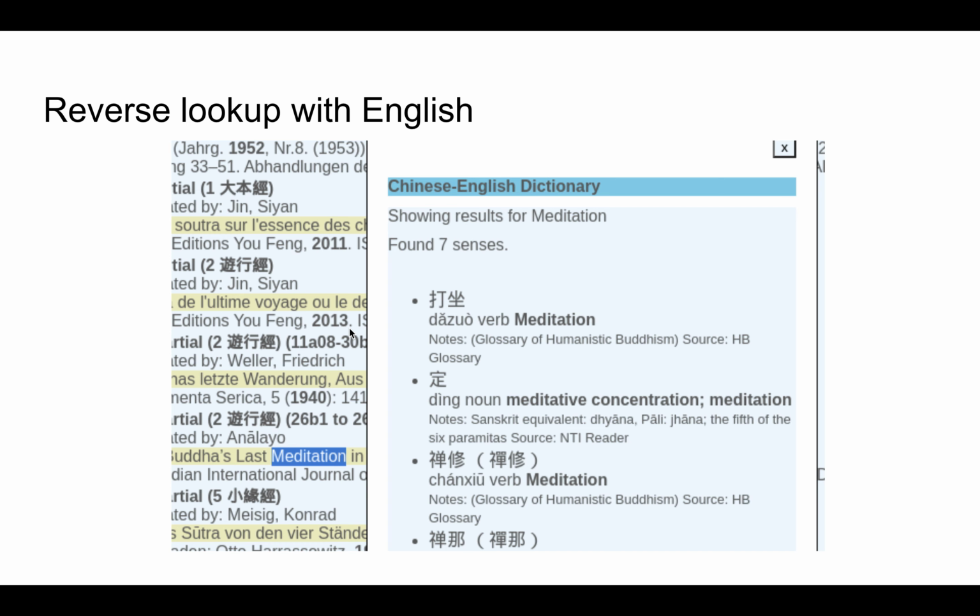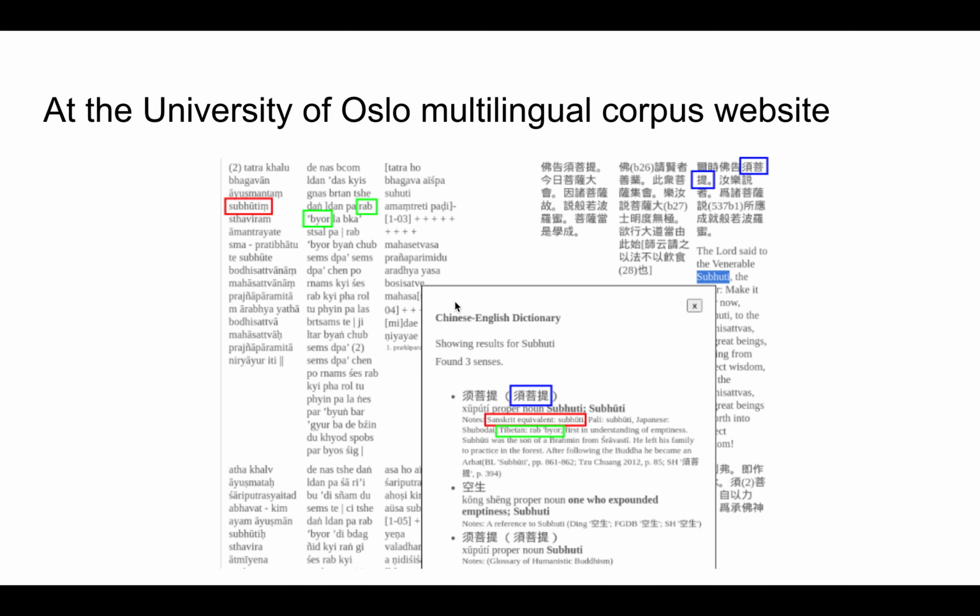Here's reverse lookup in English. I've selected the term meditation on this web page, and it shows the Chinese equivalents in the dialog, Dazuo, Ding, Chanxiu, etc.